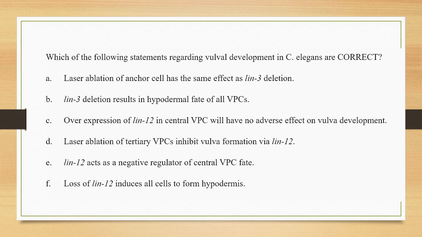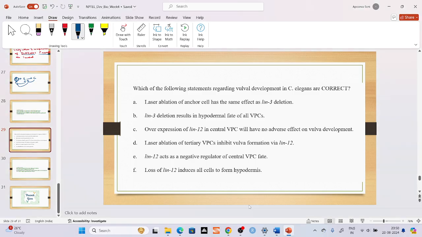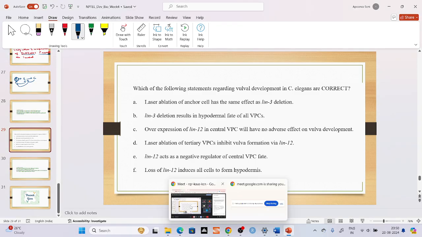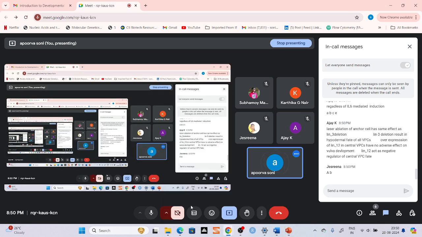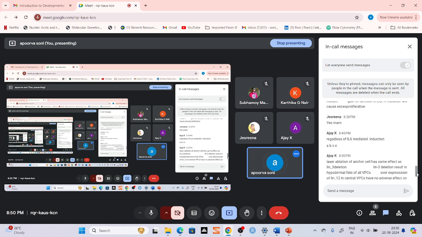Now I'm switching the screen. It's 8:50 now. Fine. So, Jasrina has answered A and B. Any other? Ajay, could you answer this question? Acha, you have answered. Okay.